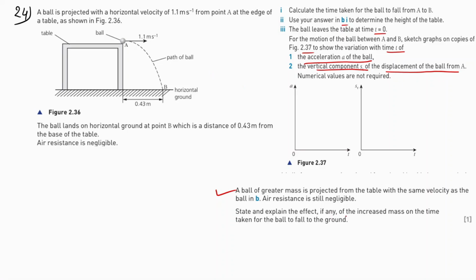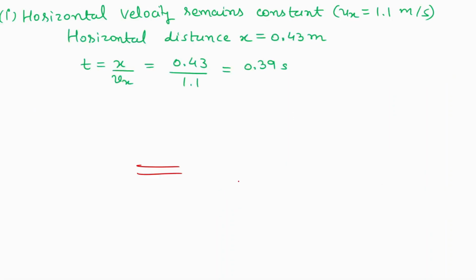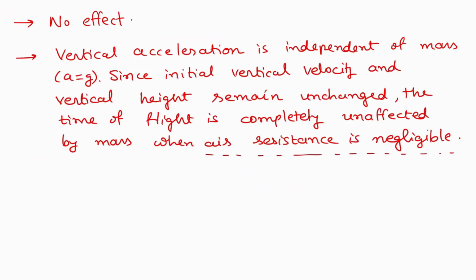It asks to explain the effect, if any, of the increased mass on the time taken for the ball to hit the ground. As I said earlier, there is no effect over here. The vertical acceleration depends only on g, not the mass. So the time is also independent of mass, if you ignore air resistance, which is negligible.